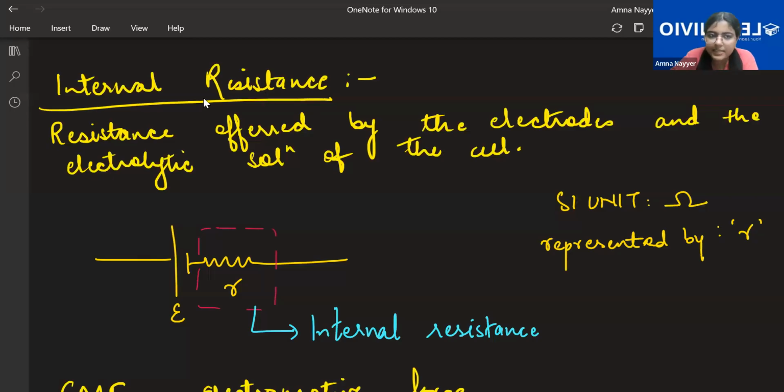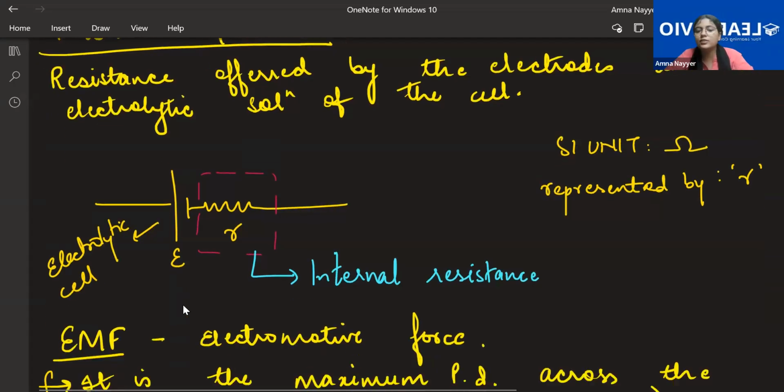That's what your internal resistance is. So what is internal resistance? Resistance offered by the electrode and the electrolytic solution of the cell. The battery is offering the resistance. You are not putting a resistor and connecting it. The resistor that you put and connect with your circuit is your external resistor. The resistance already present because of the structure of this electrolytic cell is called the internal resistance.